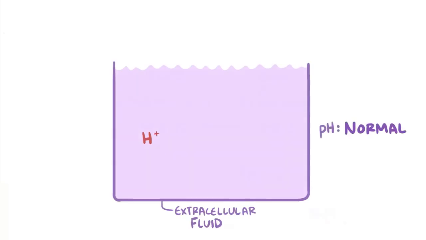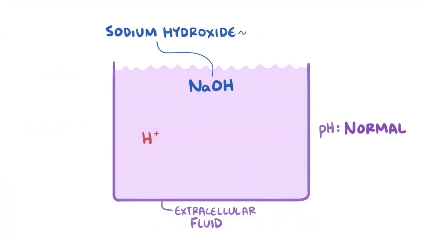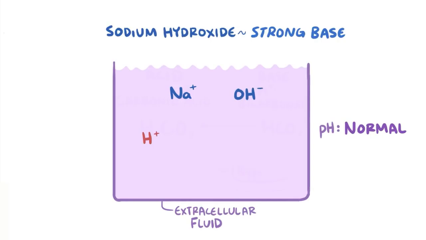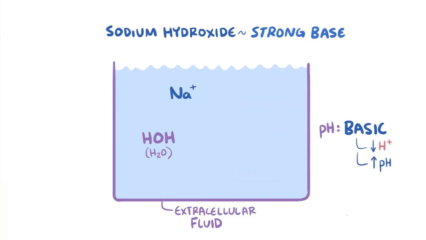Alright, so imagine you've got some extracellular fluid, and it has a normal amount of hydrogen ions in it, which puts it in the normal physiologic pH range. Now we drop some NaOH in, or sodium hydroxide, which is a strong base. That means that in water, it completely dissociates into sodium or Na+ ions and hydroxide or OH- ions. The hydroxide ions bind to hydrogen ions and form water, which makes the fluid more basic, since there's a decrease in hydrogen ions, which increases the pH a lot.